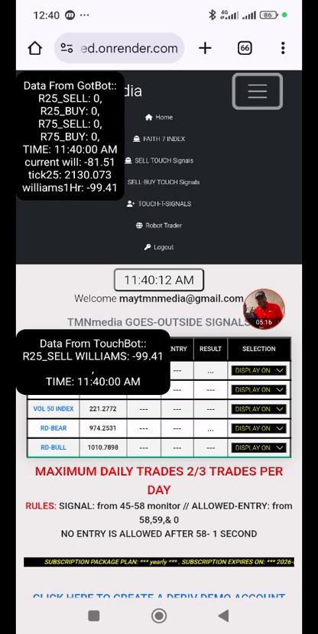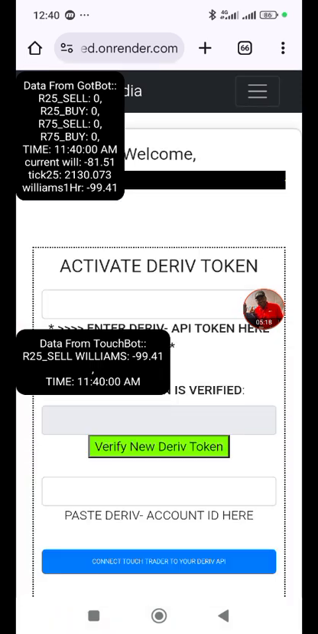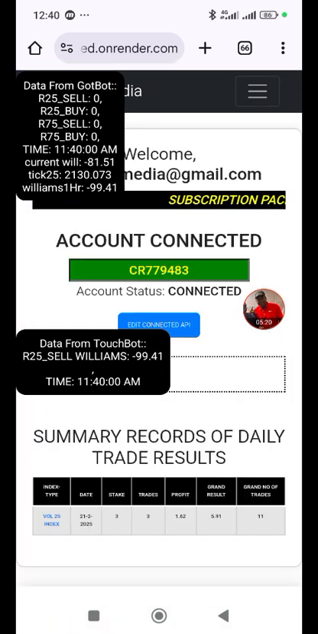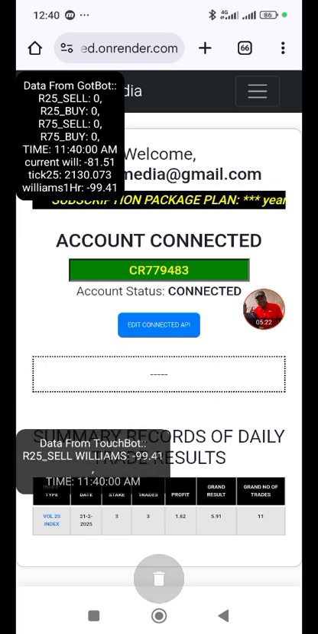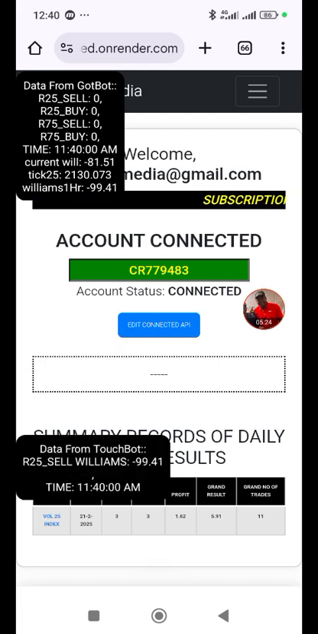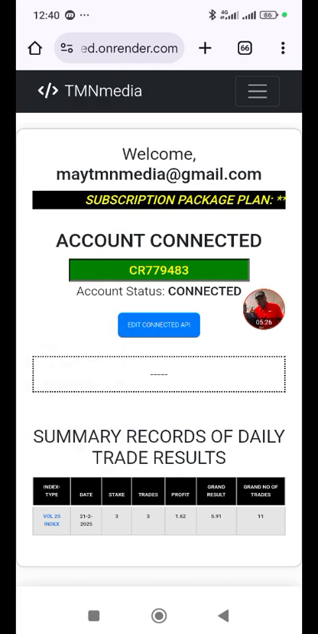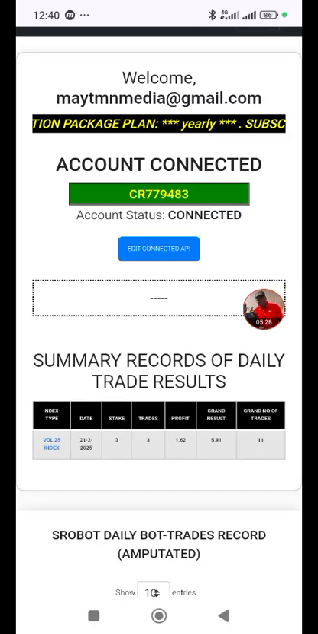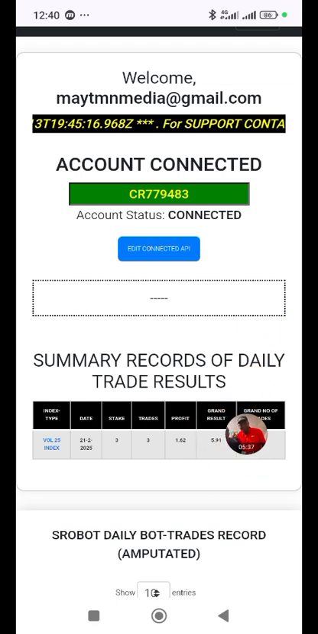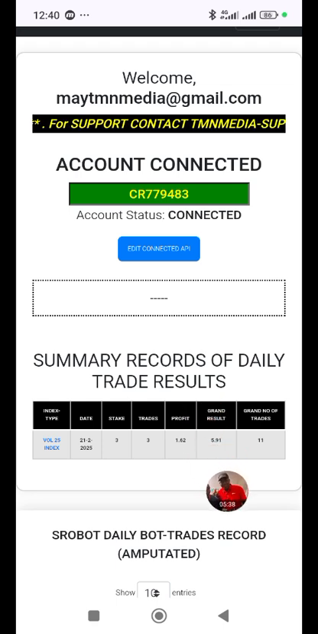Now, to these robots, this is one robot. This is the profit for today. And so far, so good. The robot has made a profit of $5. See the report here. You can see what it has made. And it's trading on a real account.